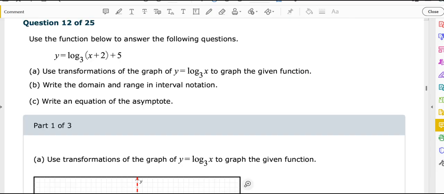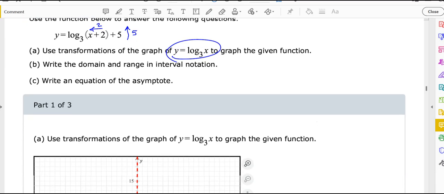Number 12, use the function below to answer the following questions. The function is a logarithmic function, base 3, of x plus 2, plus 5. So you're going to use the parent function to graph the function they want you to graph. That plus 5 moves it up 5. That x plus 2 moves it left 2.